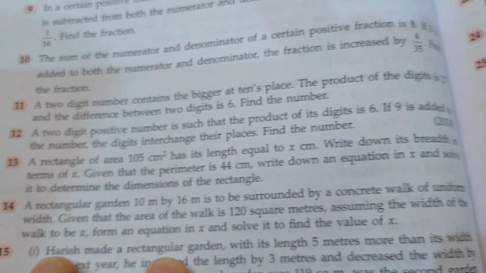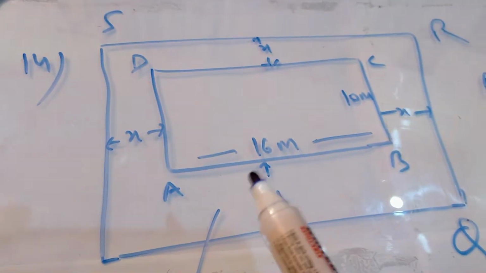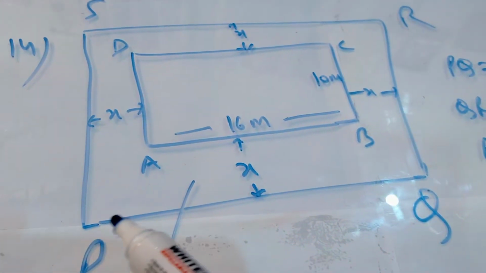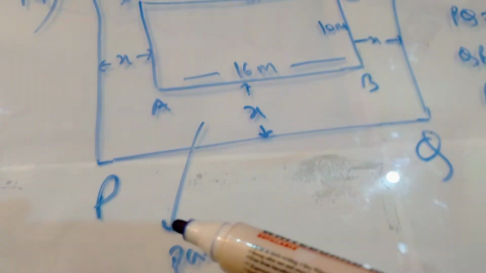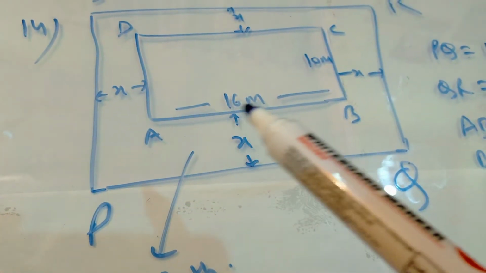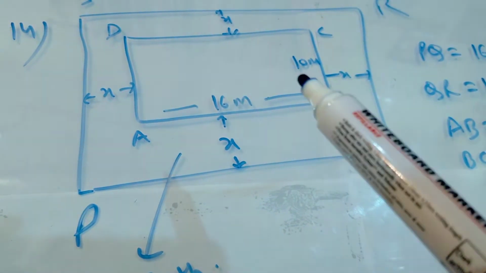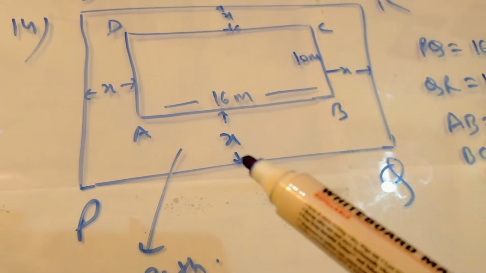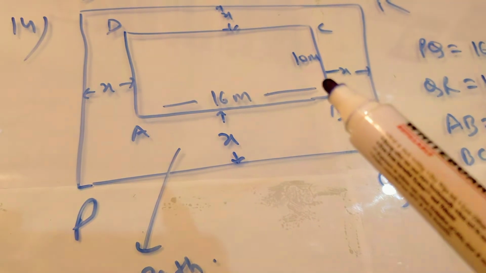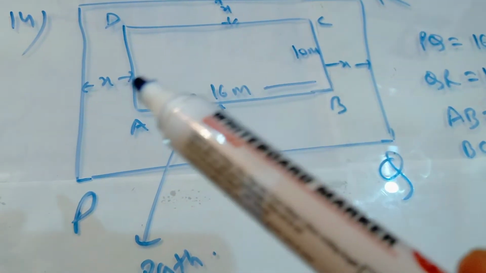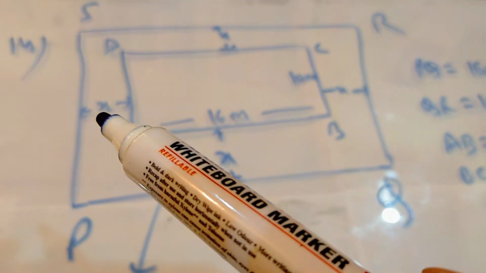So look at this question. This question is a little bit different from the previous question. Here we have two rectangles. Basically this is the path. This is our garden. This is 16 meter by 10 meter. Now uniform width means here also width is x, here also width x, here also width x, here also we have width x.